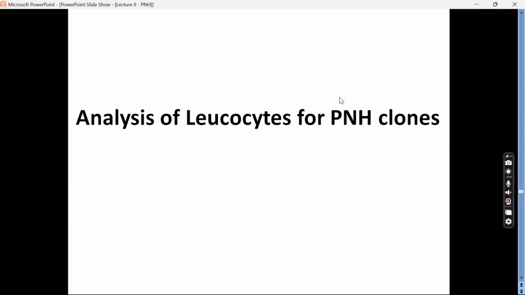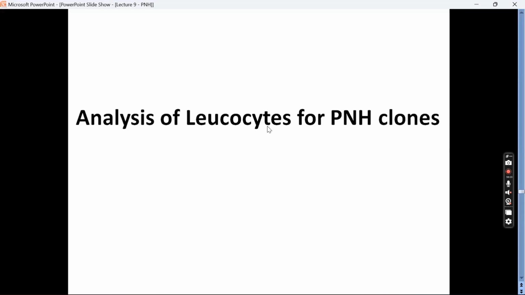Right. Now let's go for analysis of leukocytes for PNH clones. In fact, this part should have come first and the RBC part later. But since RBC analysis for PNH clones is more technically demanding and a little complicated, I wanted to cover that first, and then I'm covering the leukocytes. But the dictum is, first you need to check the PNH clones on leukocytes. If it is negative, you can sign it out as negative. If it is positive, then you can check it on RBCs.